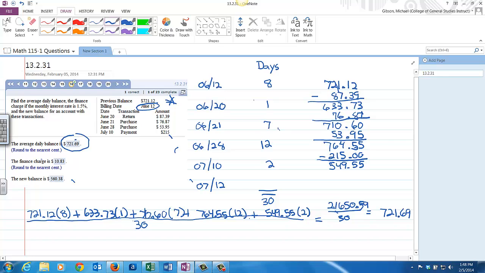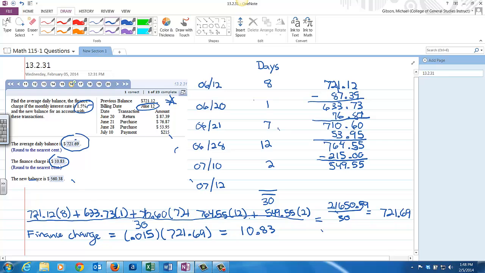The next question they ask you is, what's the finance charge? Well, they tell us the interest rate is 1.5% per month. So the finance charge is that interest rate, and 1.5% is 0.015, times the average daily balance. Multiply that out, again rounding to the nearest penny, and we get $10.83. There it is there, 10.83.